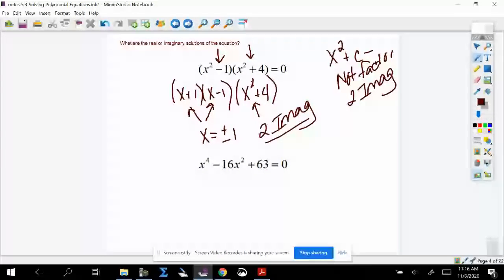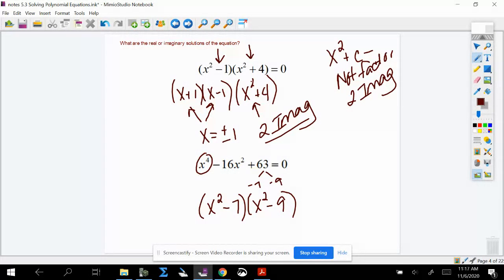Next one, there is no GCF, so I cannot take anything out in the beginning. This one is 3 terms. This is going to be a basic FOIL factor. I need numbers that multiply to get 63 and add to get negative 16. That would be negative 7 and negative 9. Now, when I break up an x to the 4th, it's going to be an x to the 2nd. So you're going to have x to the 2nd minus 7 and x to the 2nd minus 9.